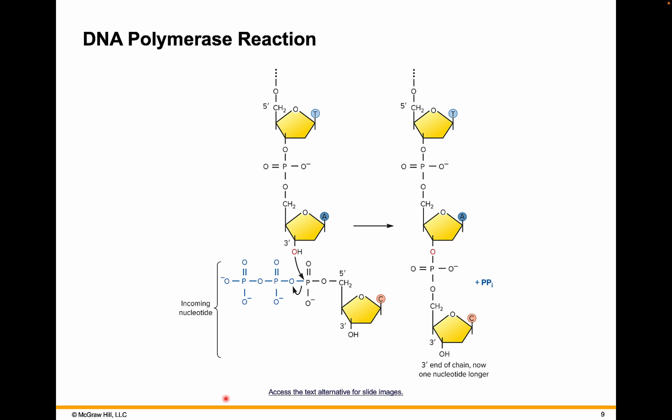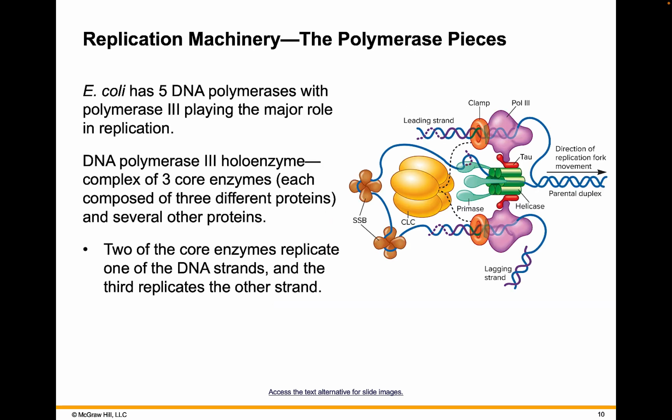All right, so after that, what we are looking at is the replication machinery, and E. coli has 5 DNA polymerases. We talked about that, and the 3 plays the major role. And the DNA polymerase 3 holoenzyme has 3 core enzymes, and each one of them is composed of 3 different proteins and many other different proteins as well. And 2 core enzymes replicate the DNA strand, and here is the 3rd core as well.